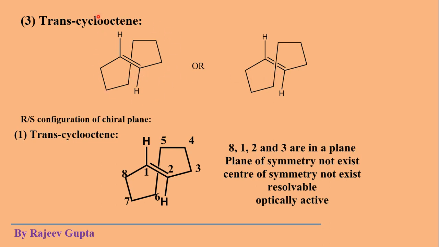So no substitution is required. As we saw, ansa compounds and paracyclophane need a substitution, meaning in the plane of the benzene ring a substitution is required, but here no substitution is required. This compound itself is chiral due to the absence of a plane of symmetry and center of symmetry. Now we assign RS nomenclature to this chiral plane.